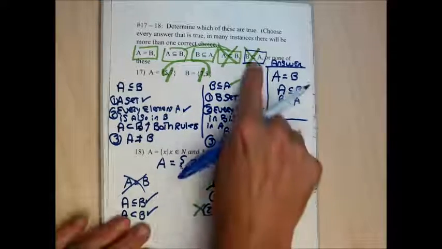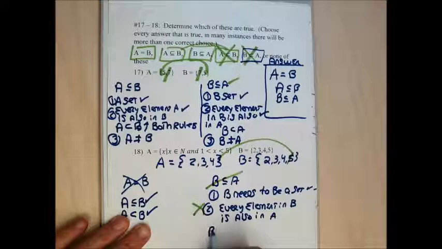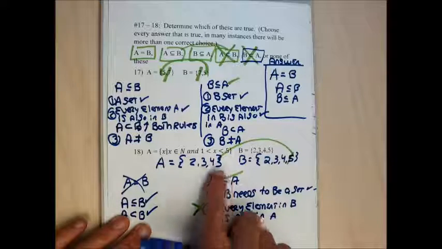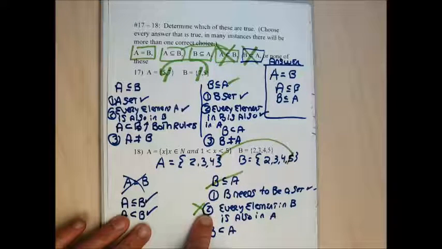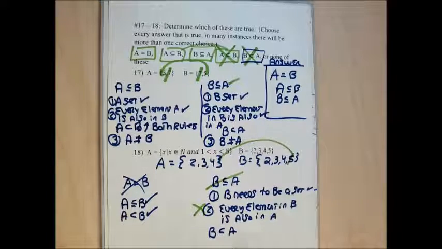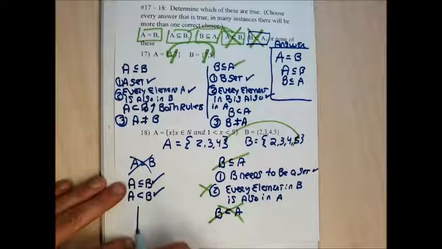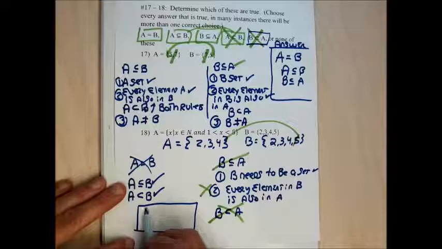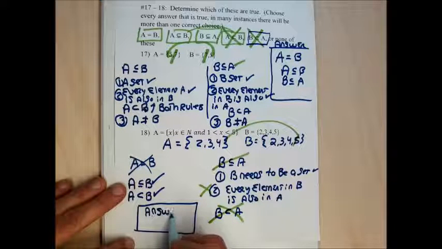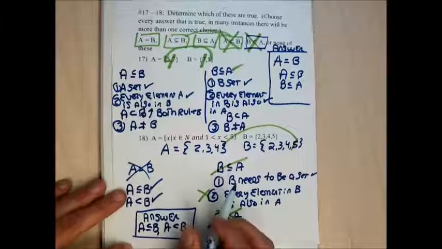The other one of these I haven't checked is B is a proper subset of A. For B to be a proper subset of A, you need to satisfy the two rules of being a subset. Because the second rule of being a subset is violated, it doesn't satisfy all three rules. I can cross that one out. And my answer to problem 18, the only two symbols that are true are A is a subset of B and A is a proper subset of B.